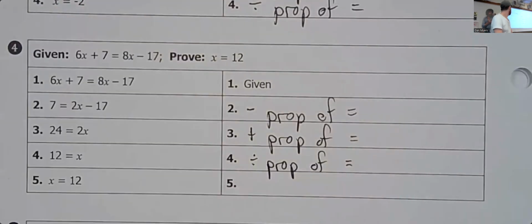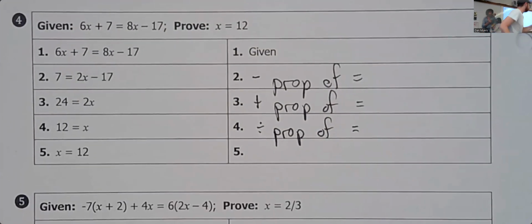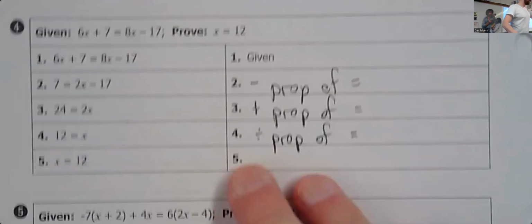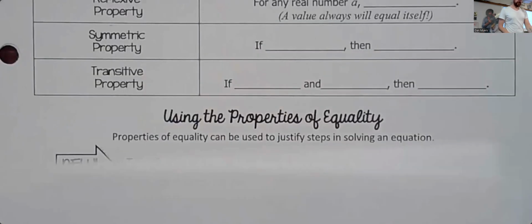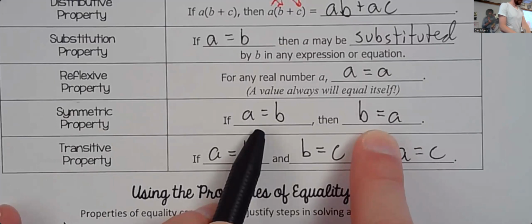So we're solved for x once we get to step 4. However, it does not say to prove that 12 equals x. It says to prove that x equals 12. We gotta flip it all around, right? And the one that flips it all around is the symmetric property. Okay, there we go.